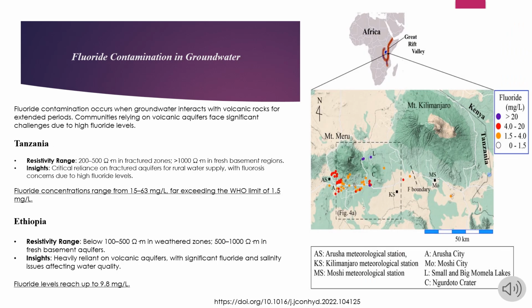One major issue in the EARV is fluoride contamination, which occurs when groundwater interacts with volcanic rocks over long periods of time. In Tanzania, fluoride levels range from 15 to 63 milligrams per liter. This far exceeds the WHO limit, or the World Health Organization limit, of 1.5 milligrams per liter. In Ethiopia, fluoride levels reach up to 9.8 milligrams per liter. This severe contamination causes health problems, especially in communities that rely on volcanic aquifers without access to alternative water sources.